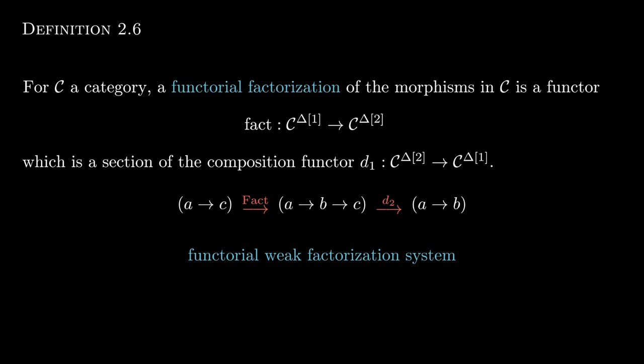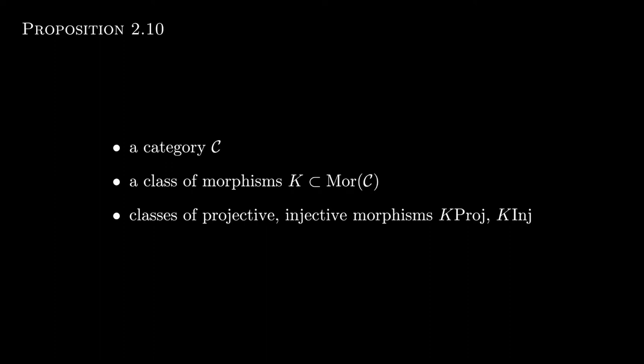We now have a series of propositions about the classes of projective and injective morphisms. So for notation, we are in a category C. We have K as a class of its morphisms, and we say K-proj and K-inj for the subclasses of K-projective morphisms and K-injective morphisms respectively. Our first proposition states that both these classes contain the class of isomorphisms of C.